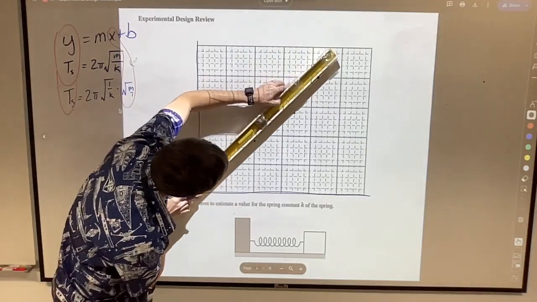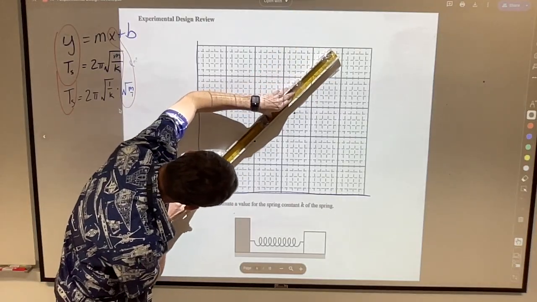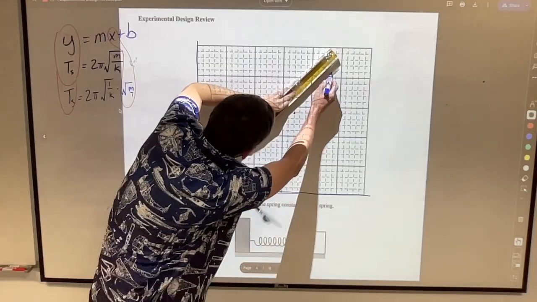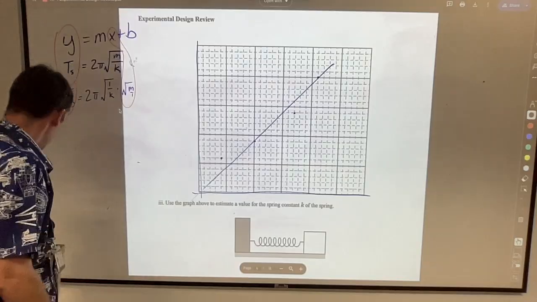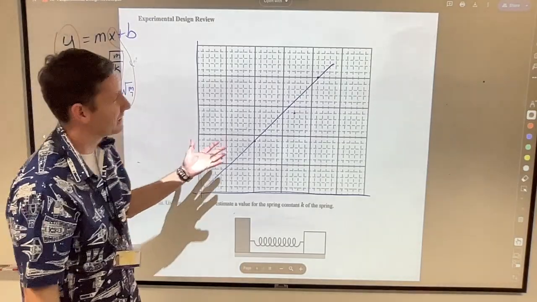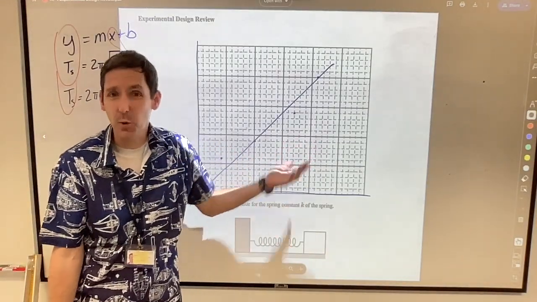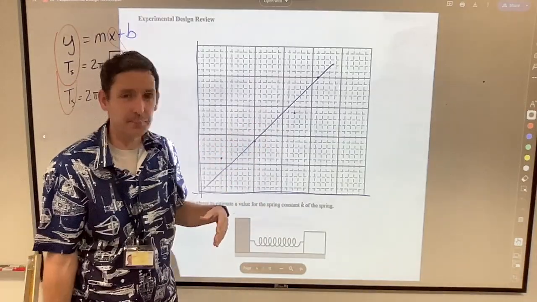Oh, sorry, I've got some masses on there. I couldn't find a good meter stick. So more or less something like this. I feel pretty good about that. All right. Just do your best to fit the points. There should be a couple above, a couple below.